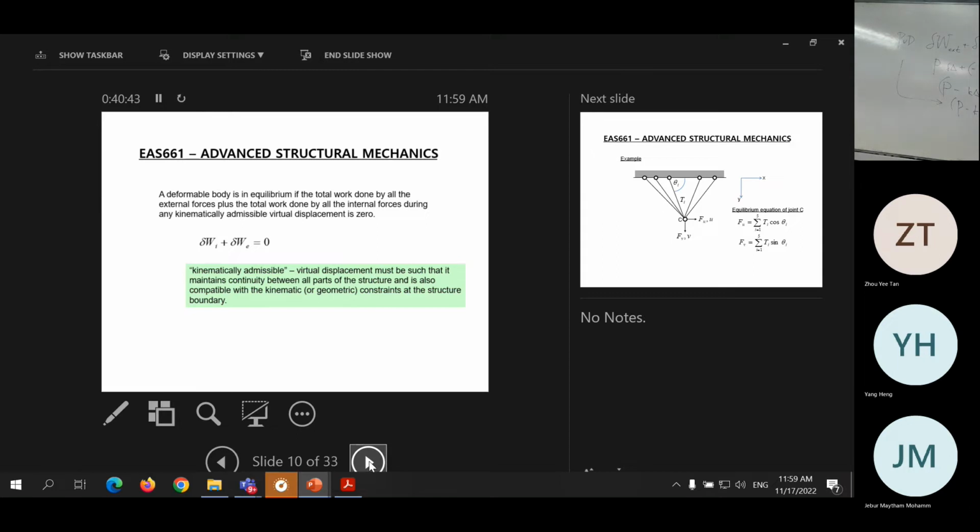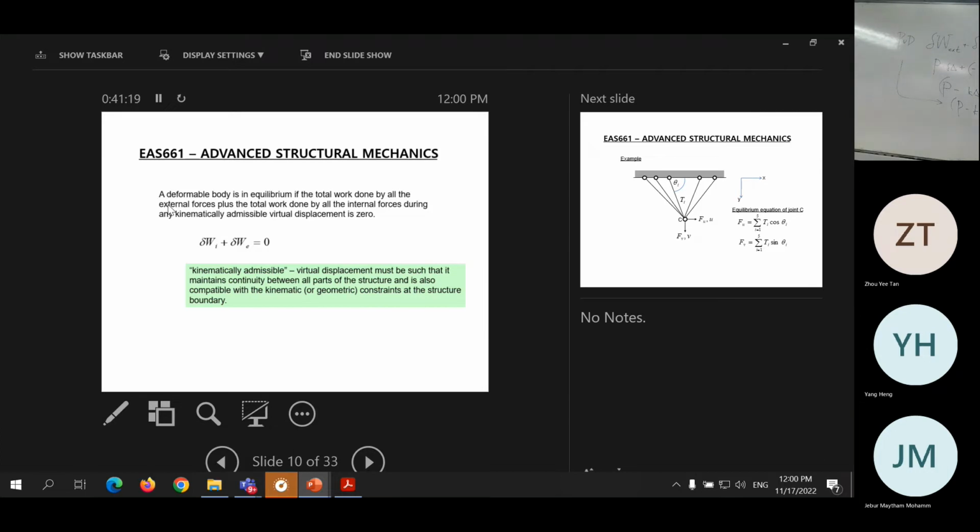So the statement: a deformable body is in equilibrium. It's not a particle anymore, we substitute it with a deformable body. If the total work done by all the external forces plus the total work done by all the internal forces, during any kinematically admissible virtual displacement, is 0. This statement is represented nicely by this equation here.